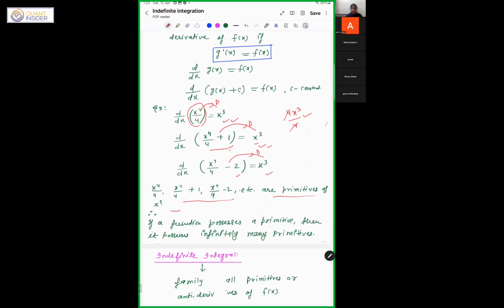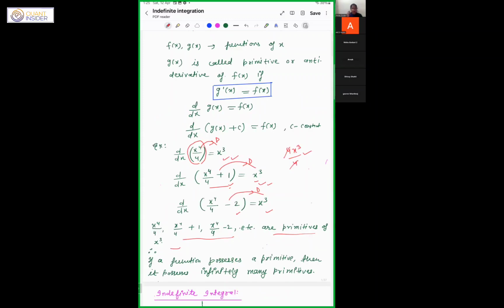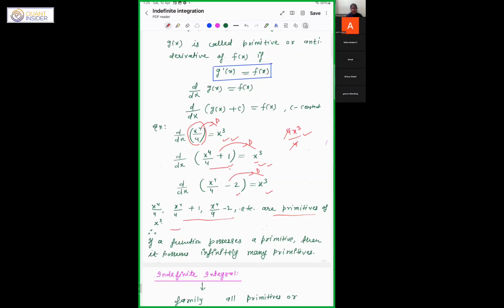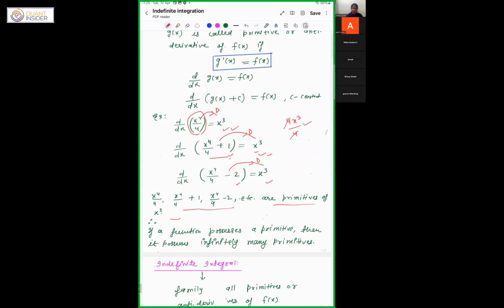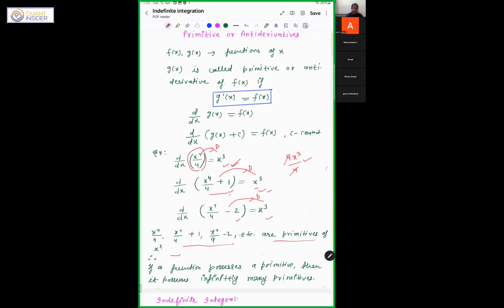So what are primitives? Primitive means you have a family of functions whose derivative is giving this x cube. Let's see this definition. If f(x) and g(x) are two functions of x, then g(x) is called primitive or antiderivative of f(x) if its derivative is f(x). So you have these functions whose derivative is x cube.